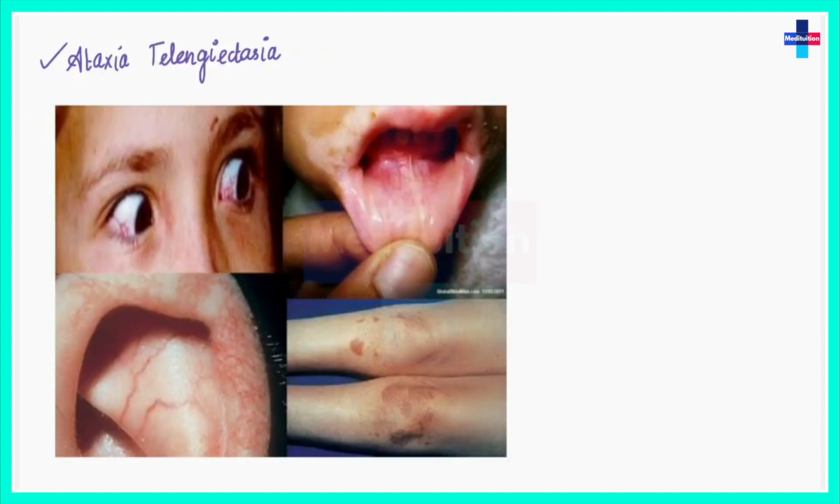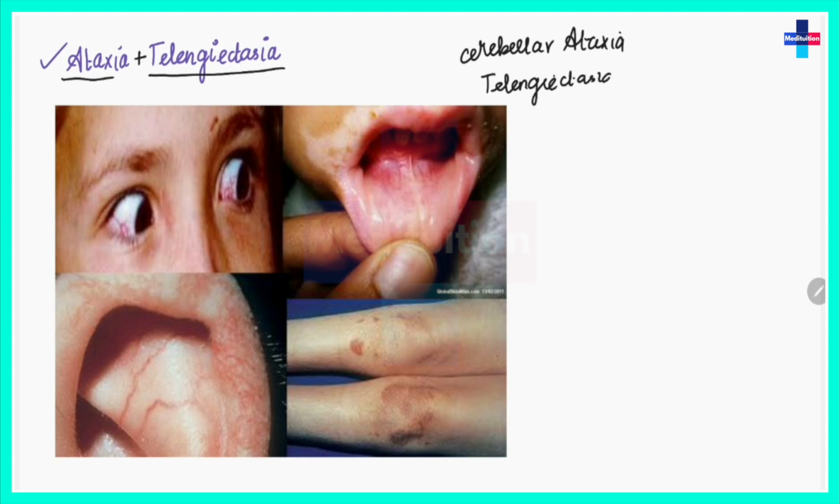Next disorder we will see is ataxia telangiectasia. In ataxia telangiectasia, we are going to have three things. First one we will have is cerebellar ataxia. Then we will have telangiectasia. And the last one that we will have is ovarian dysgenesis. So in this condition, there is going to be a combined immunodeficiency, and together with that we are going to have all these three manifestations.